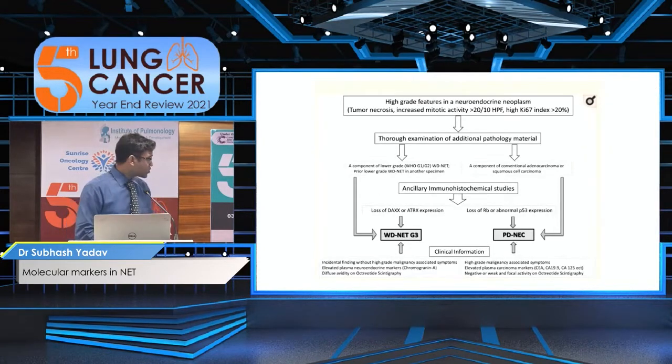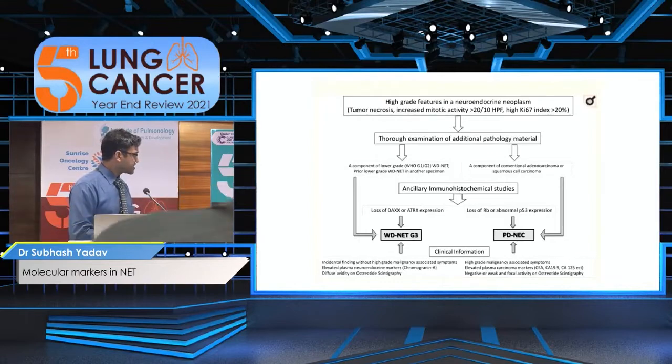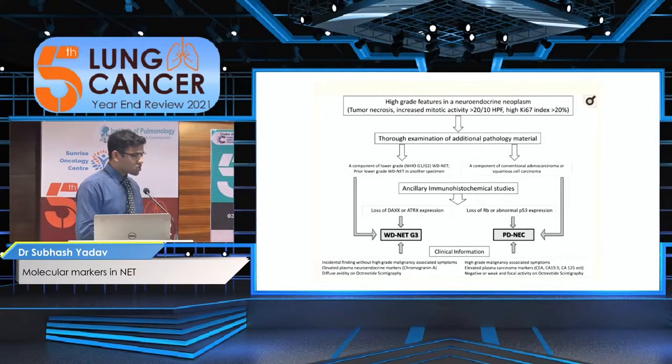So as I said, we can do this in your routine lab while doing your H&E. Look at the morphology. If there is a high grade morphology with a high mitotic rate and a high MIB, you can do your testing for ATRX and DAXX. If there is loss, it becomes a neuroendocrine tumor grade 3. Or if it shows loss of P53 or RB1, because RB1 also can be tested by IHC, it becomes a neuroendocrine carcinoma. So till this level you can do it using your immunohistochemistry.